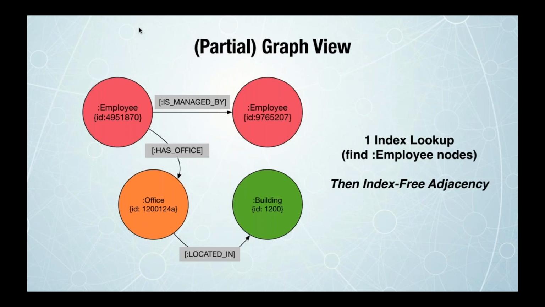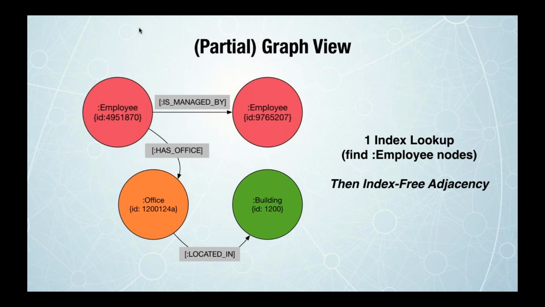A native graph database, on the other hand, gets performance through something called index-free adjacency. So we have an index lookup to determine a list of all of the employee nodes here. And we have that single index lookup. But from there on out, and this obviously is just a partial view of the data that was represented in the table earlier, we can take those employees and figure out who their manager is or what their office is just by traversing those relationships. And we traverse those relationships without doing an index lookup.